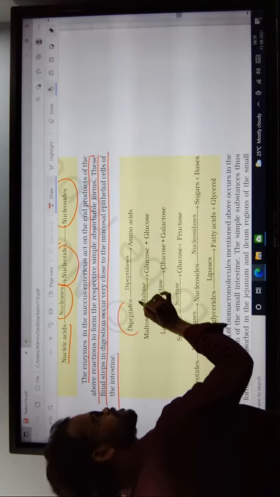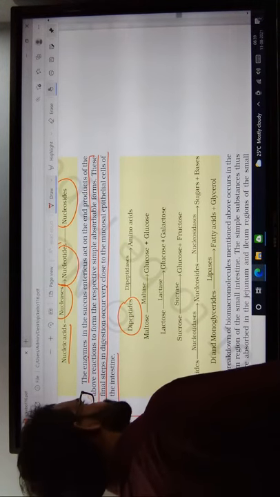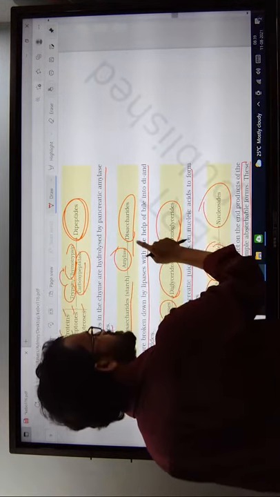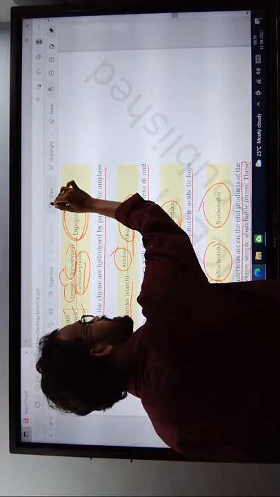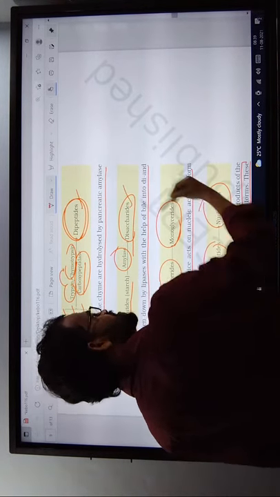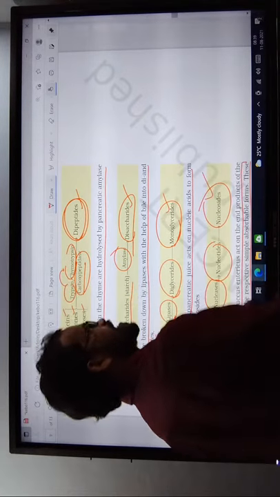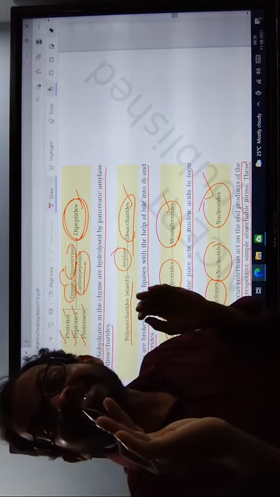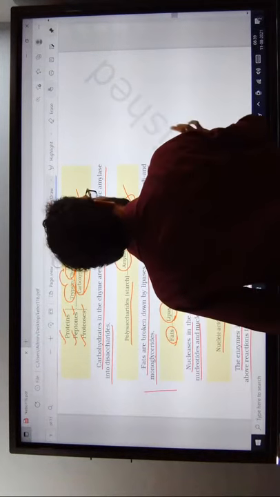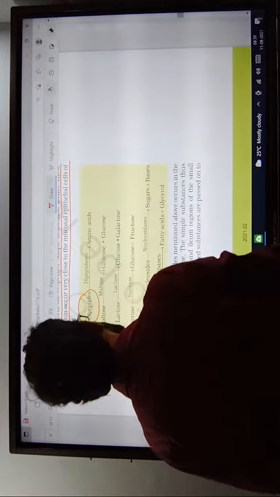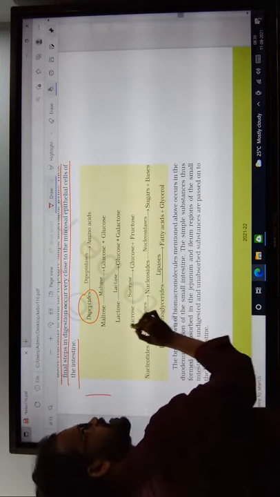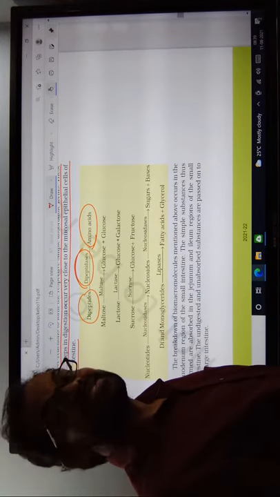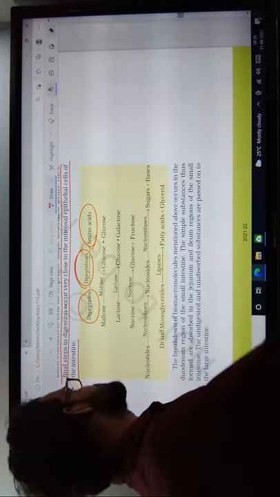These dipeptides, disaccharides, monoglycerides, and nucleosides are all again broken down with the help of the intestine. Dipeptides are converted to amino acids. What is the enzyme? Dipeptidase. It is an intestinal enzyme.